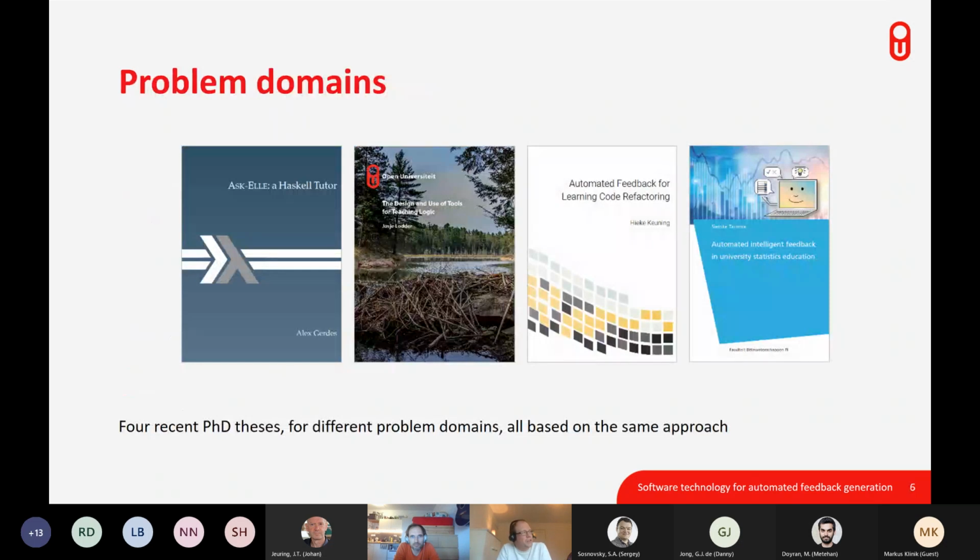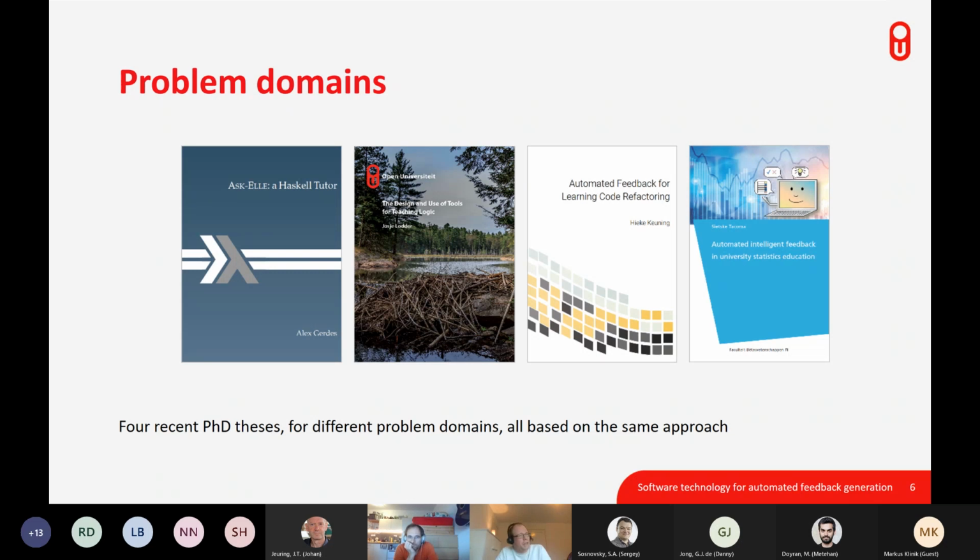So the approach that I'm going to sketch has been tried and implemented on several problem domains. Here you see a collection of PhD theses, some of them very recent, about our techniques being applied to specific problem domains. From left to right, we have an intelligent tutoring system that helps you construct a Haskell program, a functional program, and provides feedback on this. Then we have the PhD thesis by Josje Lodder. She made a collection of all kinds of tutoring systems for logic. So axiomatic proofs, propositional logic, inductive proofs.